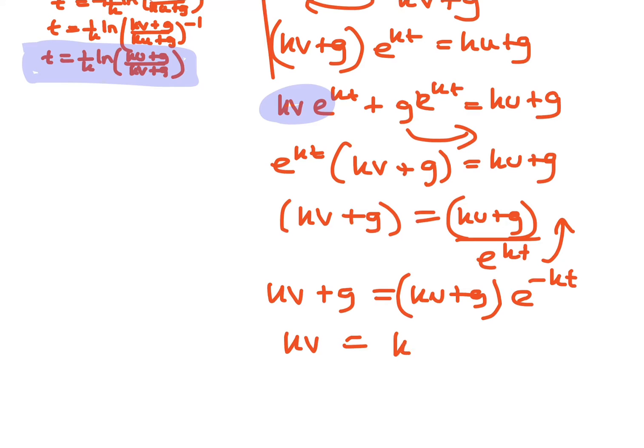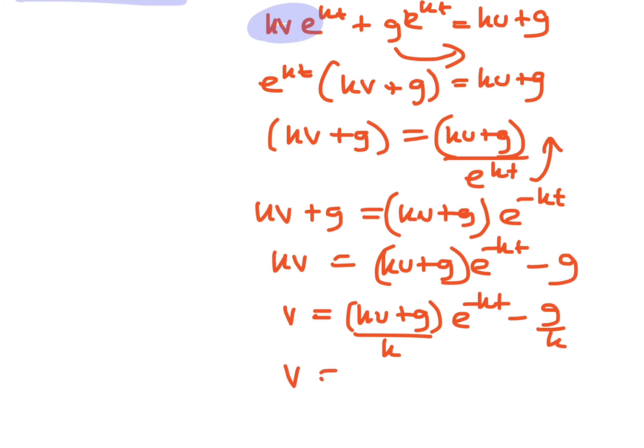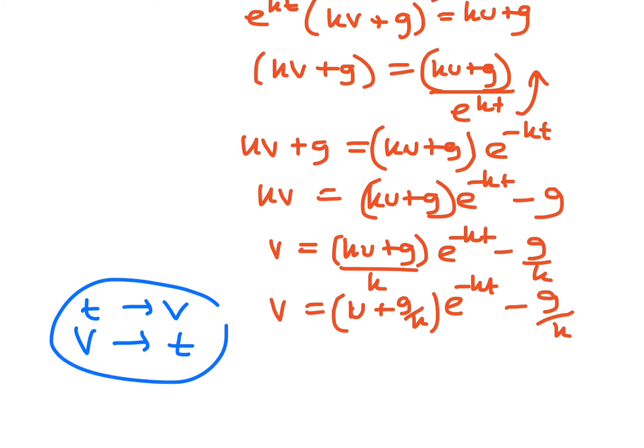So kv equals (ku plus g) e to the minus kt minus g. And then v equals ((ku plus g) e to the minus kt minus g) over k. And this one here will also be over k. So v equals, that'll be (ku plus g) on k e to the minus kt minus g on k. Okay, so far I have got t in terms of v, v in terms of t.